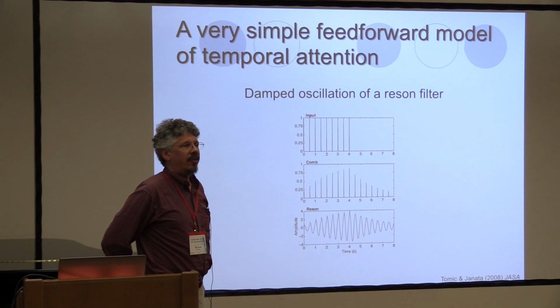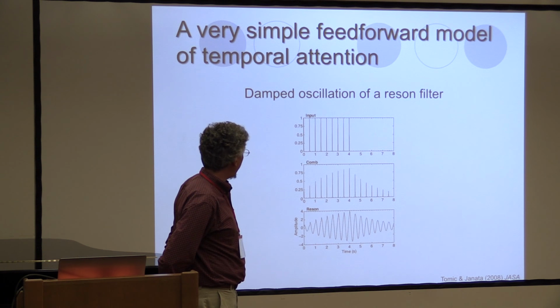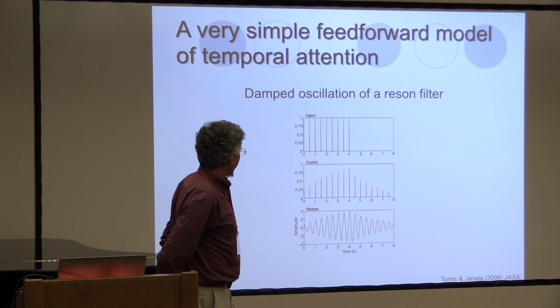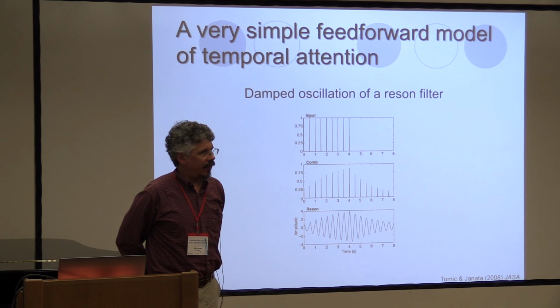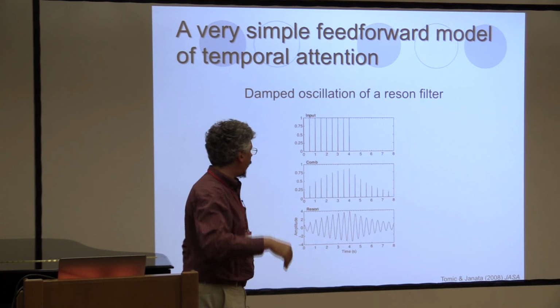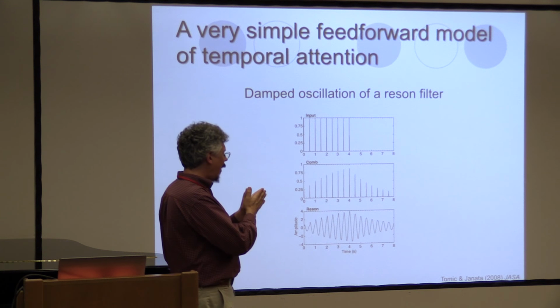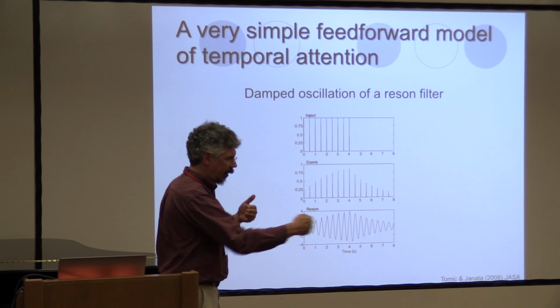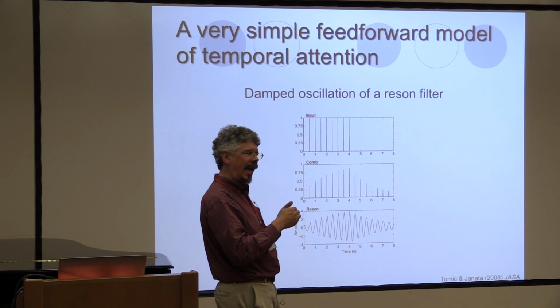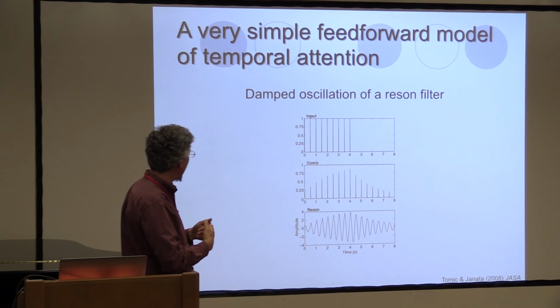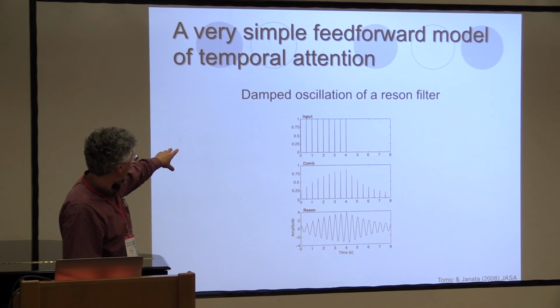Our approach with this was to start out very simply. Just basically use resonant filters, which are damped oscillators, as really the simplest form of prediction, if you will, of modeling expectations in time. And that's illustrated here.